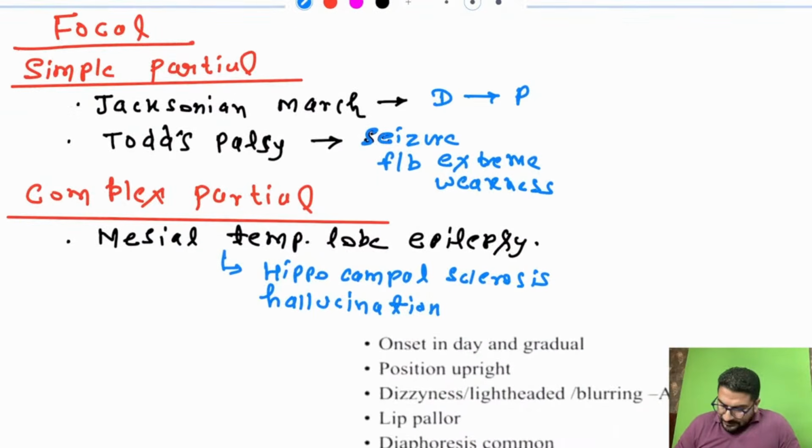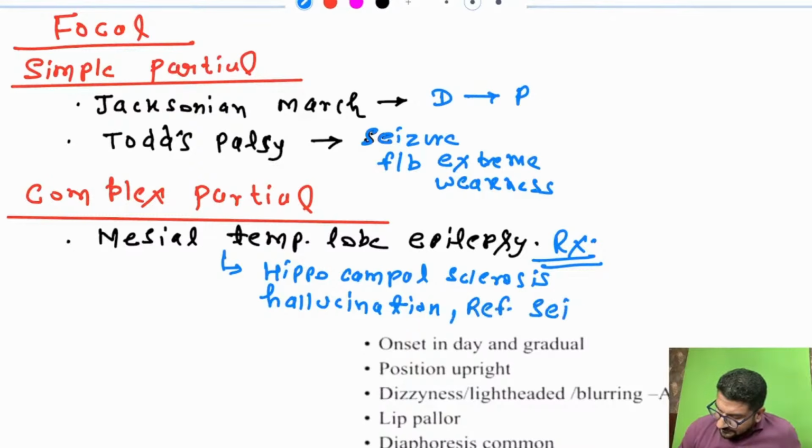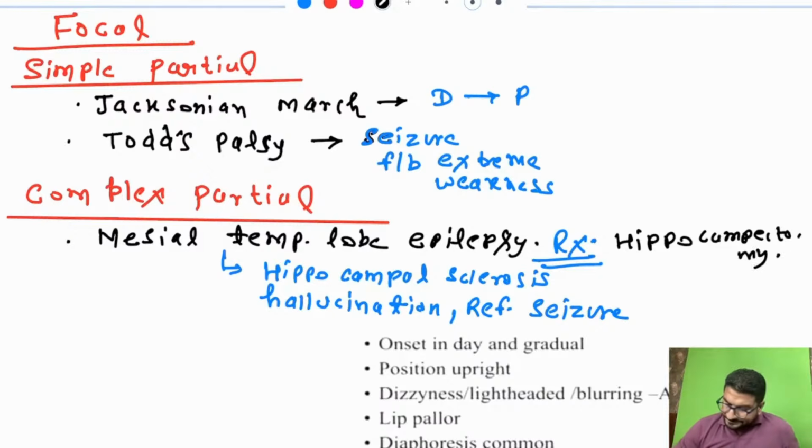Then understand this, in mesial temporal epilepsy there is no effective drug. No drug will work in this. So how will the patient have seizures? You will see the patient will have refractory seizure. Refractory seizure means we have to do a surgery. So what will you have to do? Neurosurgery, and that neurosurgery is called hippocampectomy, or we can do corpus callosotomy, right?